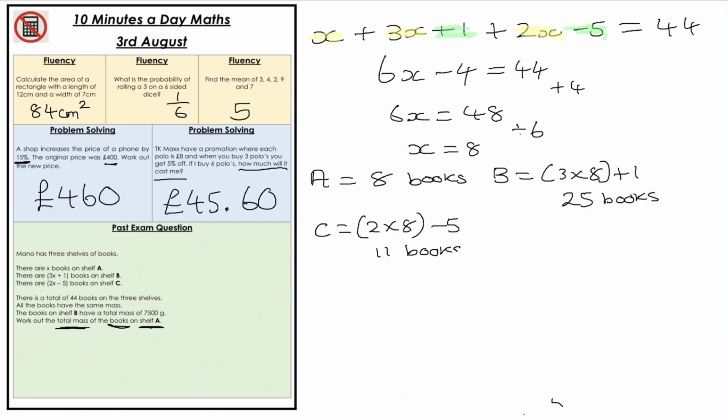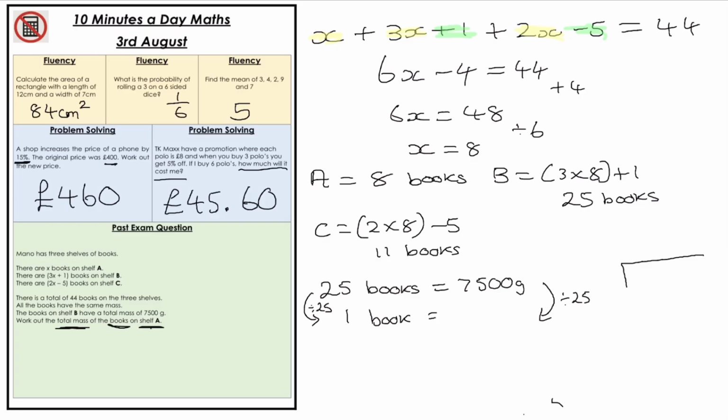So now we know how many books are on each shelf. Now, the books on shelf B have a mass of 7,500 grams. So that means 25 books equal 7,500 grams. We want to find out what 1 book is, okay? So for me to go from 25 to 1, I'm going to divide by 25. And just like in ratio, I'm going to do the same to the other side. So I'm going to divide 7,500 by 25. I can use my bus stop, remember, because it's non-calculator.